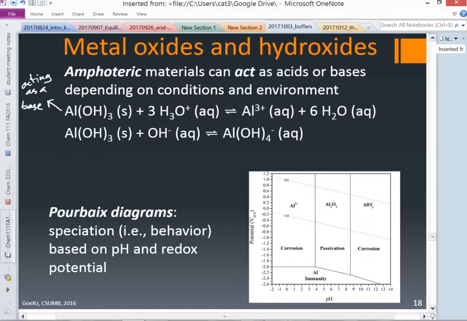And that changes from Al(OH)3, which is a solid, into an aqueous species. I guess H2O would be liquid, not aqueous, but you get the idea. So when it acts as a base, it dissolves.